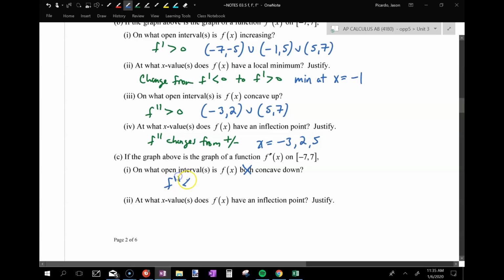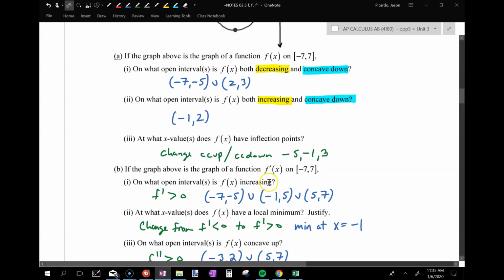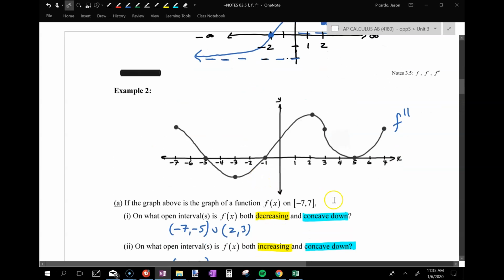Well, it's where the second derivative is less than 0, right? And what do I have a picture of? Second derivative. Where is the second derivative less than 0? Anywhere it is below the x-axis. So from -5 to -1.